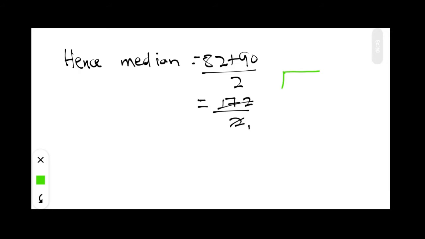So 2 divided by 172, 2 goes into 17. Yes, so you see the long division method, and then we get 86. So 172 divided by 2 gives us 86. So therefore median equals 86. So her median score is 86. That makes sense.